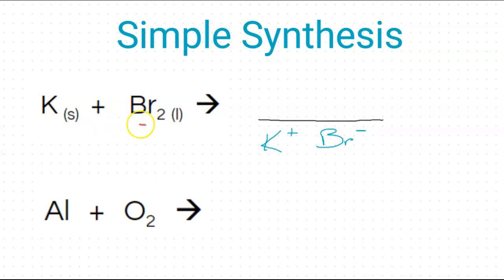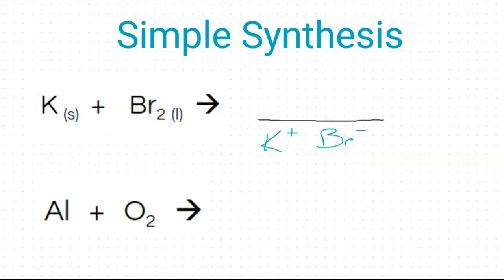Notice that I did not bring this 2 over. The 2 is only here because bromine is alone. On this side of the reaction, bromine won't be alone. It's going to be with potassium. An easy way to help you remember is when you look up the bromide ion on your chart, it only says Br. It doesn't say Br with a 2. So you just write the symbol as it appears on your chart.